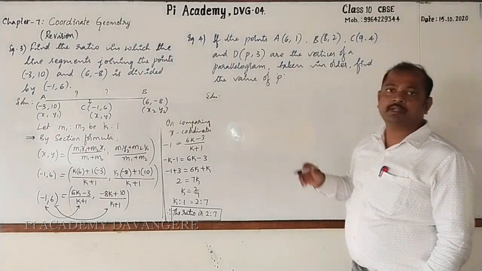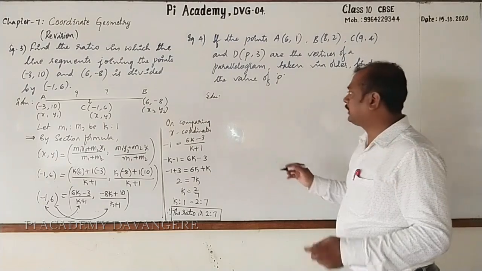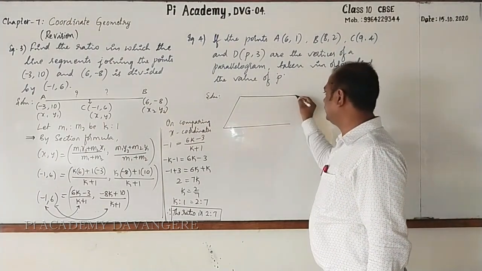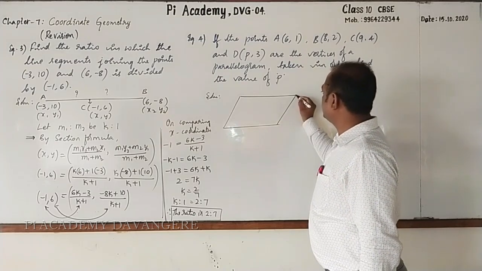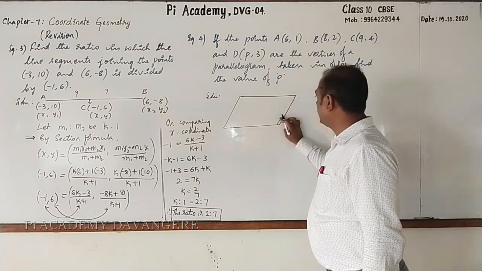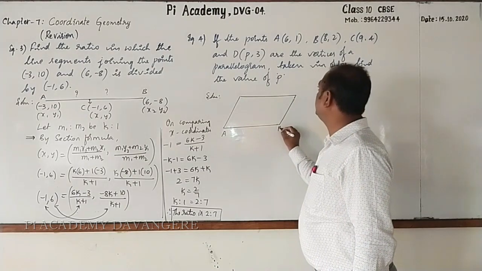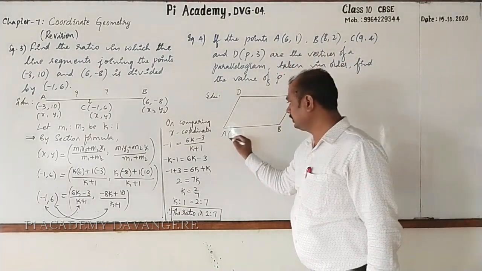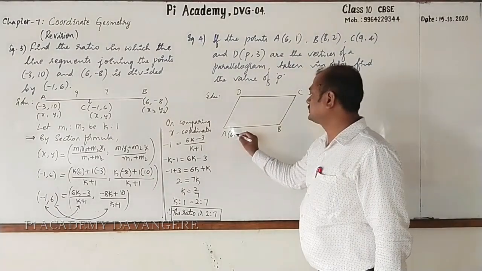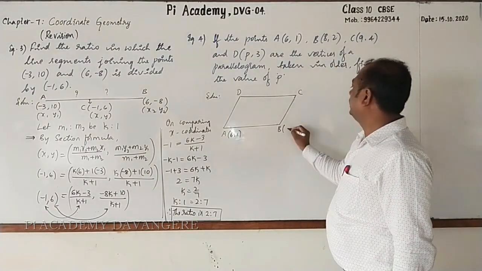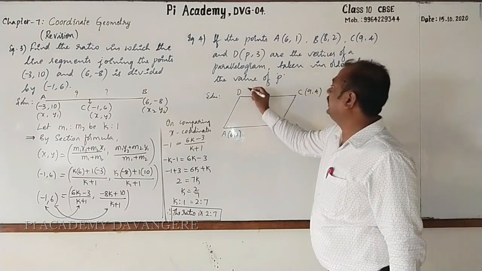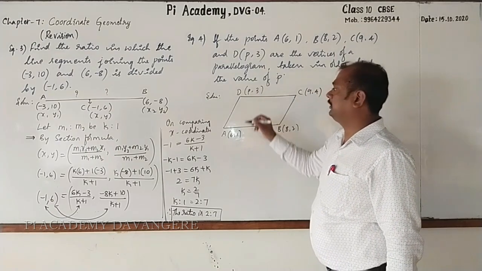Here, which geometrical figure has been given? Parallelogram. Please draw the parallelogram. For your reference, it is needed. It is a parallelogram and name this as A, B, C, D. They have given the vertices in order. Their coordinates: A is (6,1), B is (8,2), C is (9,4) and D is (P,3).